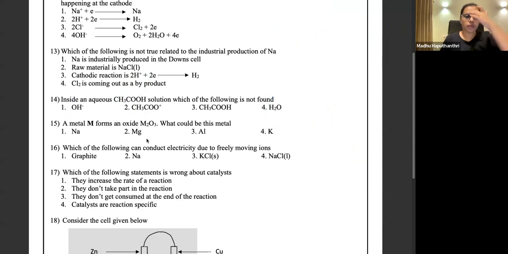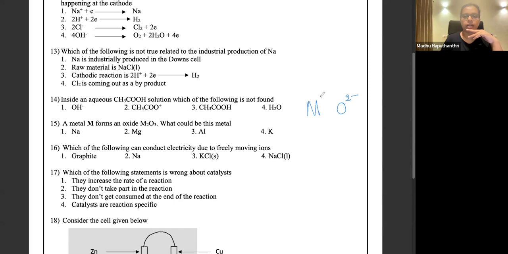Question number 15. A metal M forms an oxide M2O3. What could be this metal? So M2O3 means the oxide of the metal. Oxide is O2 minus. Then our metal is bearing a certain charge. The number that is coming next to M is the charge of oxygen. The number that is coming next to oxygen is the charge carried by M. Then what is the charge of M here? What is the charge of that cation?